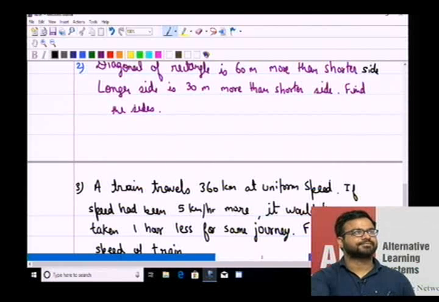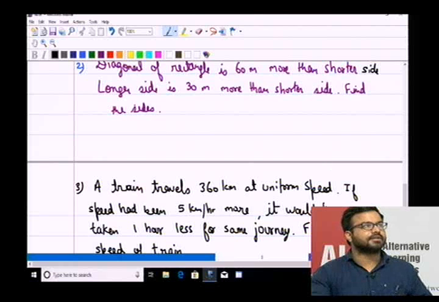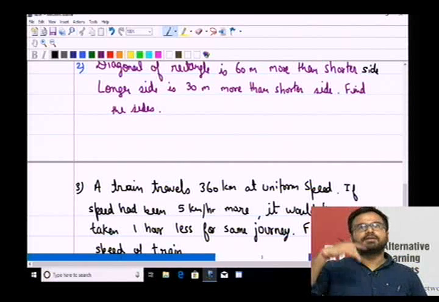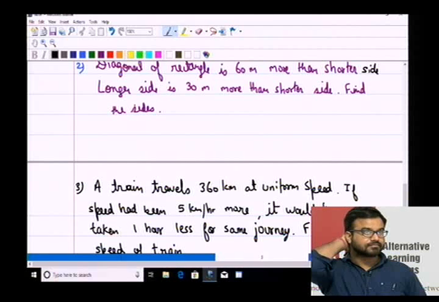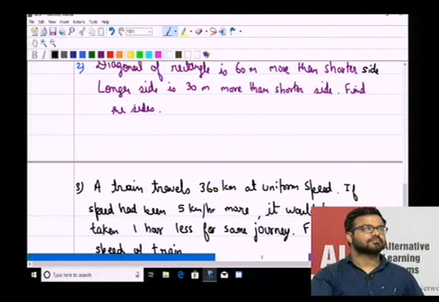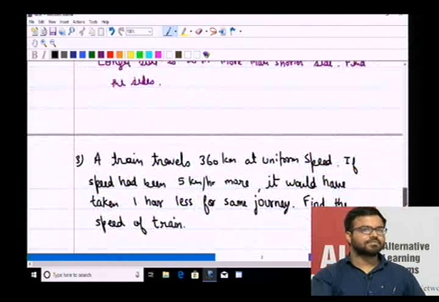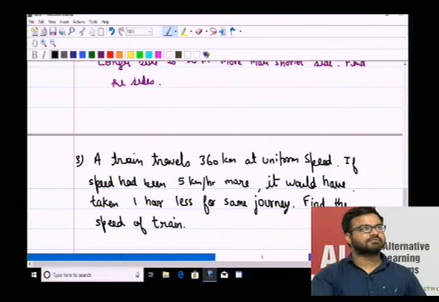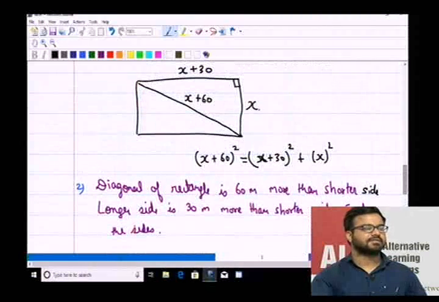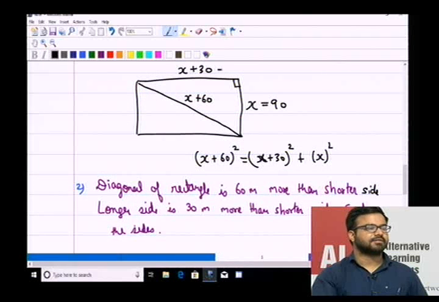And now the next question. Yes, Churchandpur. You are saying the answer is 90 and 30, but 90 is the correct answer and the other side will be 90 plus 30, which is 120. Yeah, the diagonal is 150, that's right, but we have to find the sides. So if you solve it, x will be 90, this side will be 120 and the diagonal will be 150.